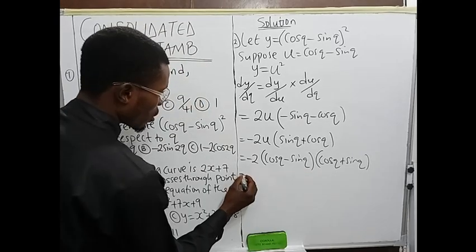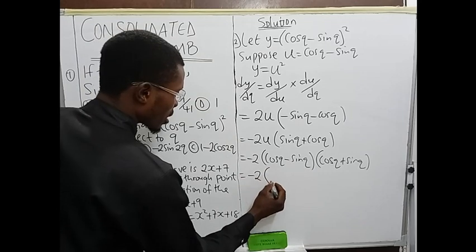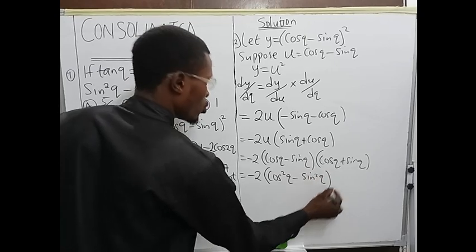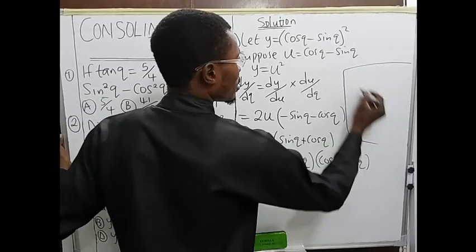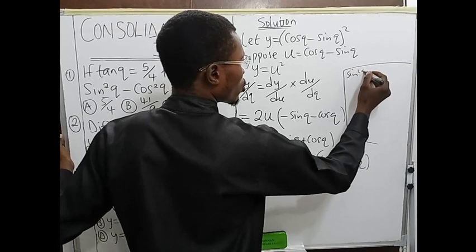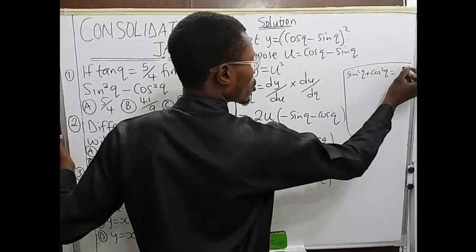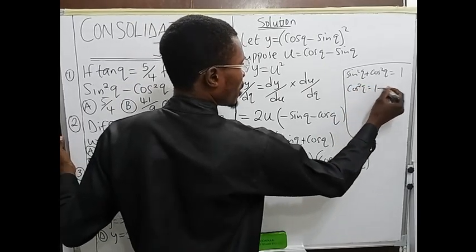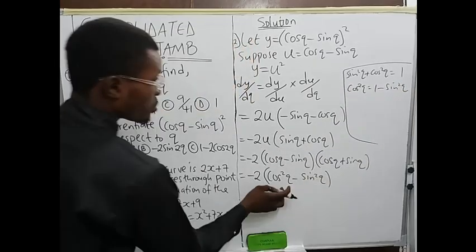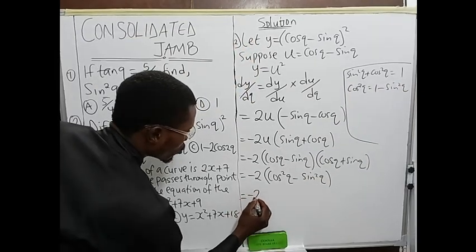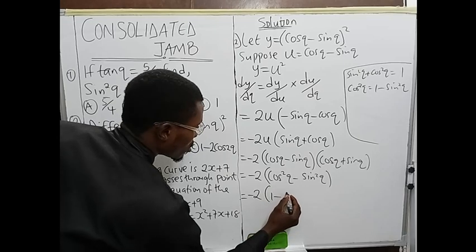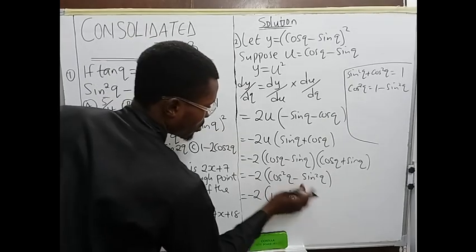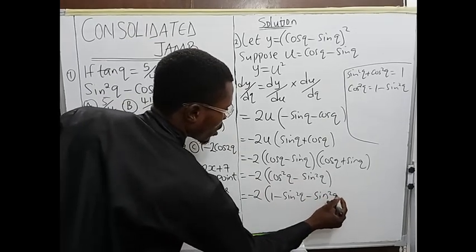That is the difference of two squares. So I'm going to have minus 2 in bracket cos square q minus sine square q. Recall that sine square q plus cos square q equals 1. So our cos square q can be written as 1 minus sine square q. So we replace that here. We have minus 2, 1 minus sine square q minus sine square q.